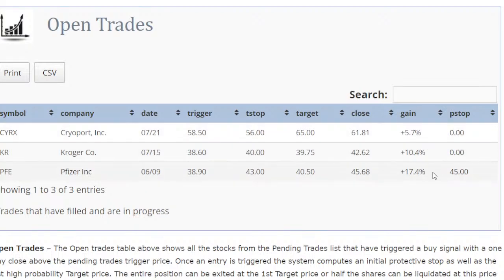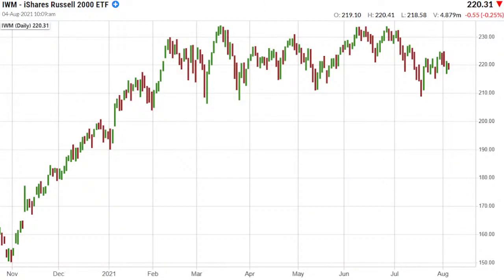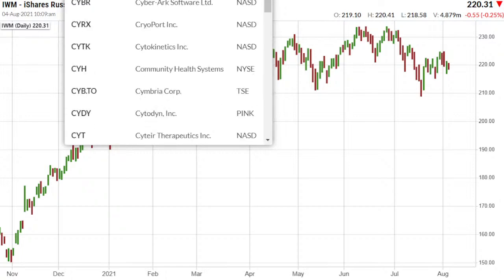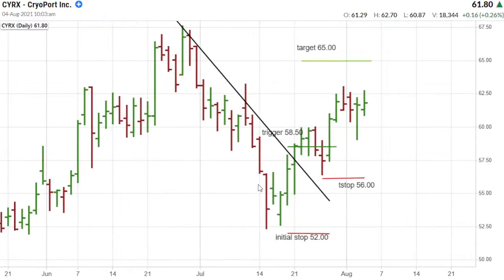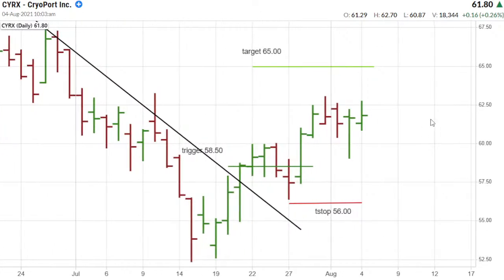And then, of course, these other 2 that have been open for some time here, Kroger's and Pfizer, doing extremely well here. Especially Pfizer has just really, really taken off. So let's take a quick look around those open trades and see what they look like. So here we go. Let's zoom out a little bit. So there's CYRX. Hasn't quite made it to the target. It has made it about halfway there, 3/4 of the way to the target. So there's the trigger back here, 58.50.